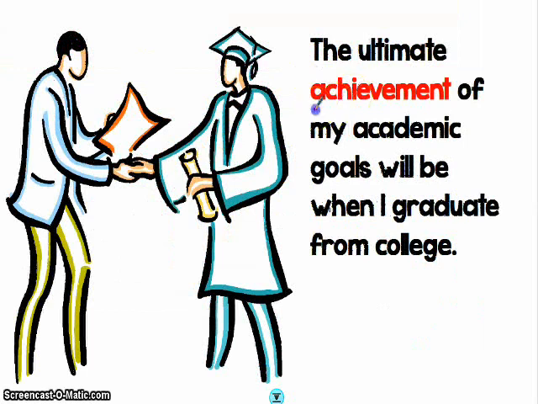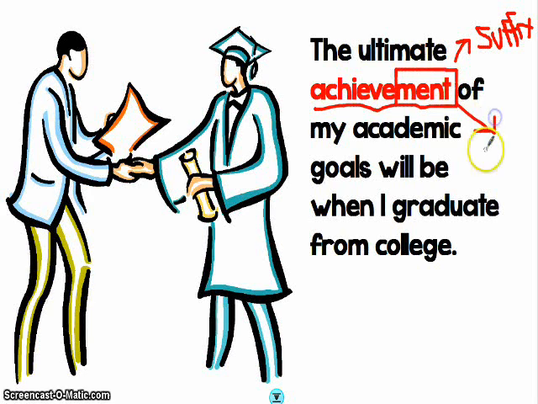The ultimate achievement of my academic goals will be when I graduate from college. So this is a different form of the same word achieve, except that the suffix has been added. The suffix ment has been added to this word. And when you add a suffix to the end of the word, we know that it changes the part of speech. And so by adding the suffix ment to the word achieve, it changes it from a verb to a noun. So you could talk about your achievements, which would be a thing that you have. Things that you have achieved are your achievements.